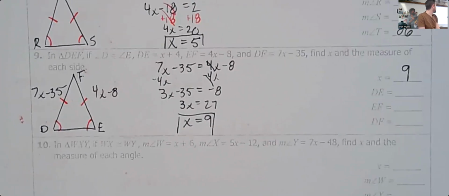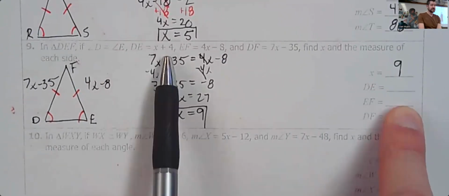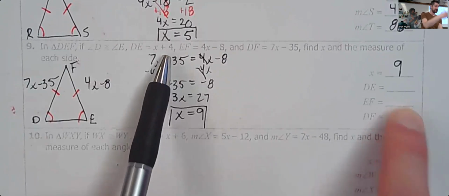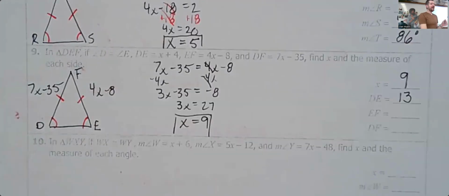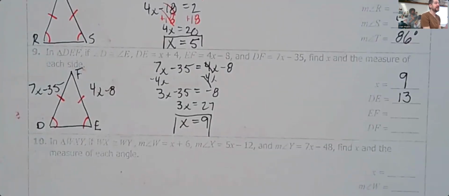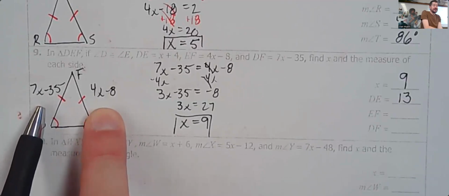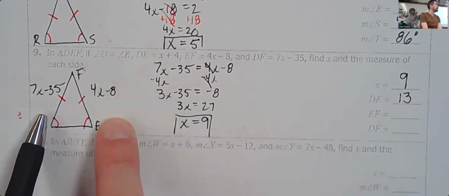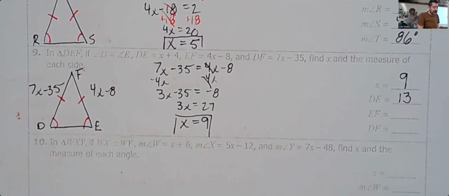Now we have to find the length of each side. When it says the measure of each side, it just means the length. So DE, that's this one here, x plus 4, which is 9 plus 4, which is 13. Now EF and DF have to be what? They need to be equal to each other. So whatever you plug in for x here and here, those numbers better end up being the same length. If they're not, then it's not isosceles, but it is isosceles. So if you don't get the same numbers for those two, then something didn't go right. So let's take a look.